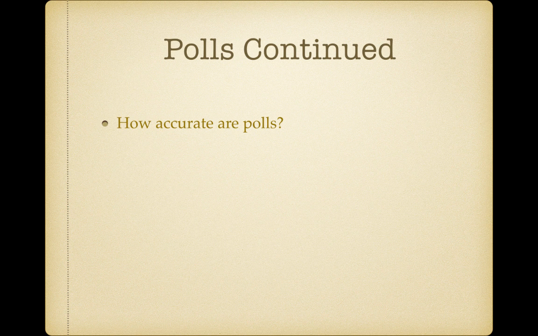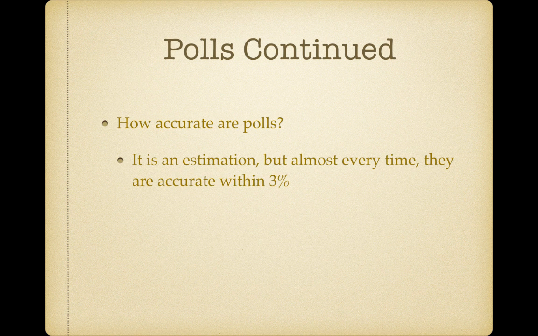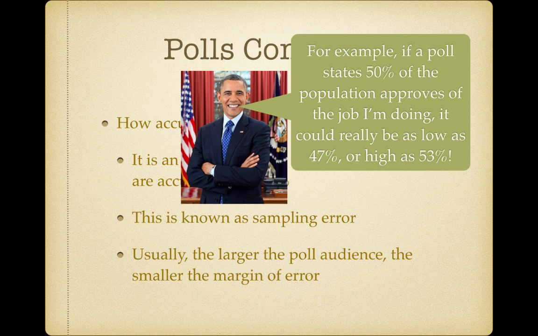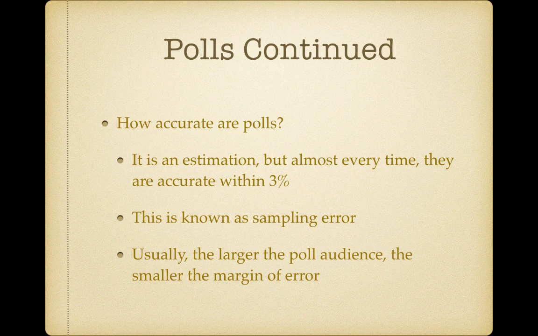So how accurate are polls? Well, I mentioned that 3% margin of error, but really, polls are pretty darn accurate within 3%. And this is known as sampling error. What this means is if a poll states that 50% of the population approves of the job the president is doing, it could be as low as 47, that's minus 3, or as high as 53, plus 3. So a 3% error could go either way. Usually the larger the poll audience, the smaller the margin of error. That's why it's important to get a large group of people, because the margin of error decreases.